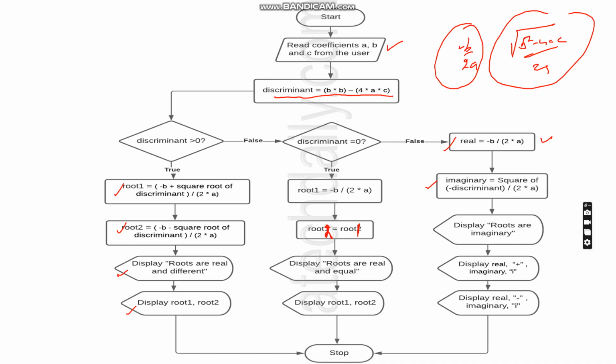After that, display the roots are imaginary. After that, display real plus imaginary part and real minus imaginary part. Here we have three possibilities. It may be greater than 0, or equal to 0, or less than 0. If it is less than 0, that is the last case. Equal to 0 is the second case. Greater than 0 is the first case.